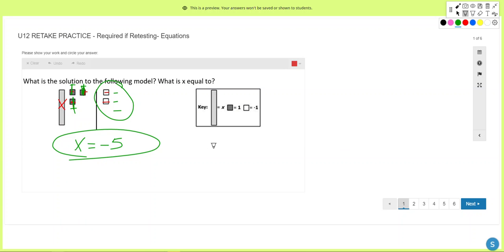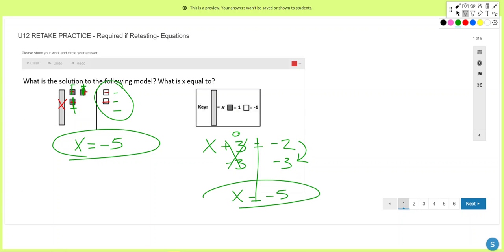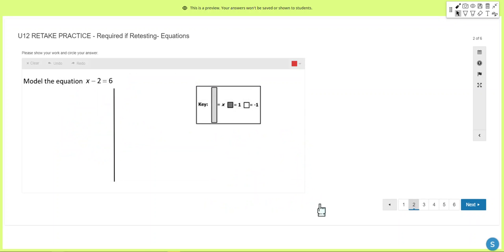Your other option for solving this is just writing out the math problem. So I have x and 3 positives is equal to 2 negatives. And then you can just do your inverse operation. I have x plus 3, the inverse would be -3 to both sides. Positive 3 minus 3 is 0, so I'm just left with x. And I'm going to do -2 minus 3 more gives me a -5. So whichever option you choose, you'll still get the right answer, whether you decide to use the model or do the math.